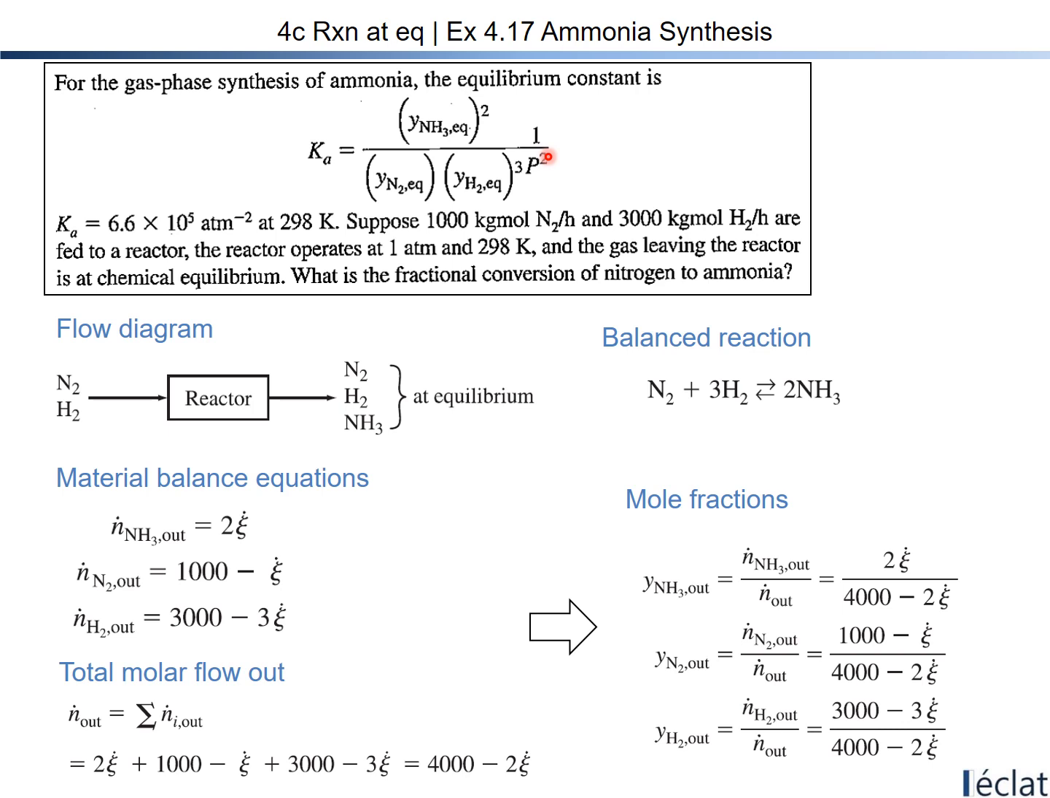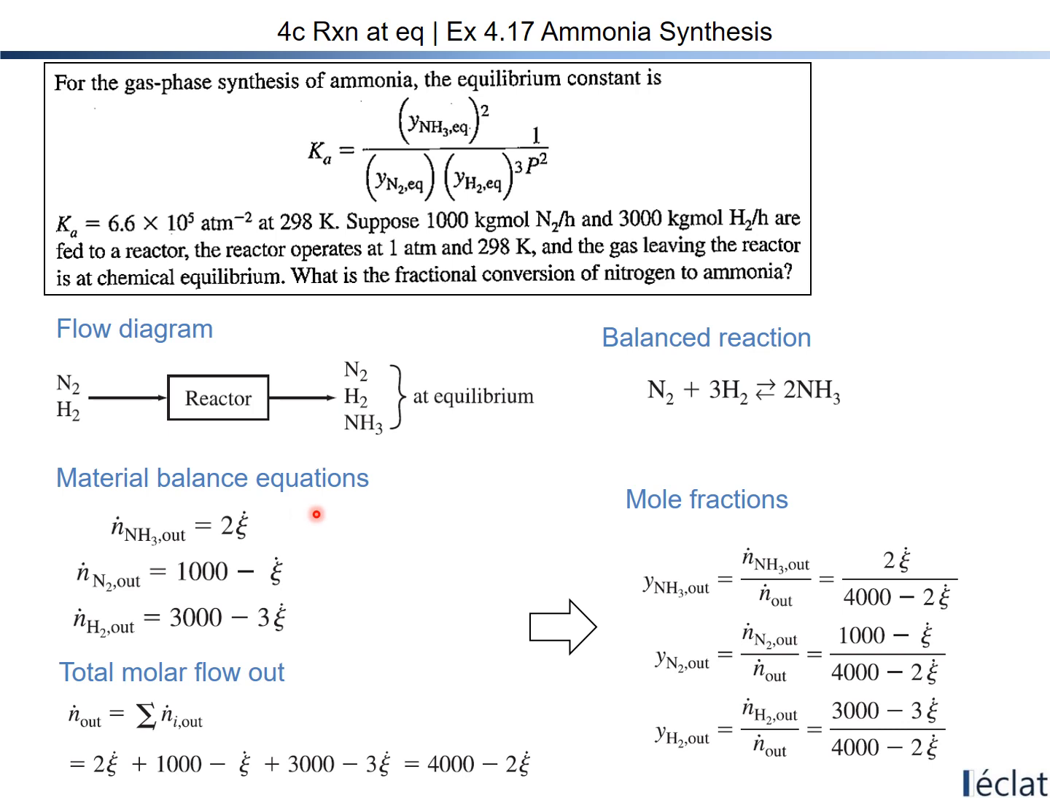Then Ka was given to you at 25 degrees Celsius. Suppose 1000 kilogram moles of nitrogen per hour and 3000 kilogram moles of hydrogen per hour are fed to a reactor as reactants. The reactor operates at 1 atm and 25 degrees Celsius, and the gas leaving the reactor is at chemical equilibrium. So it is a very important point: chemical equilibrium. What is the fractional conversion of nitrogen to ammonia? At these conditions we could calculate all of the variables.